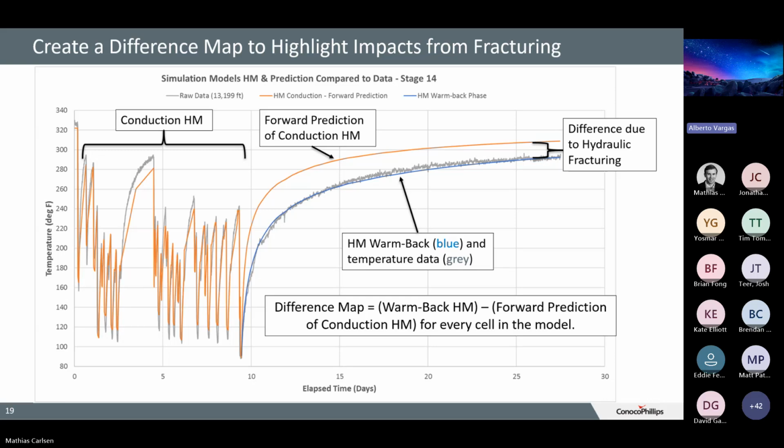separate history match of the warm back data. I don't have enough time to go into how we did that model today, but it took us a long time to be able to do that. We were able to get the ability to match both conduction and warm back. So we can take those two models.